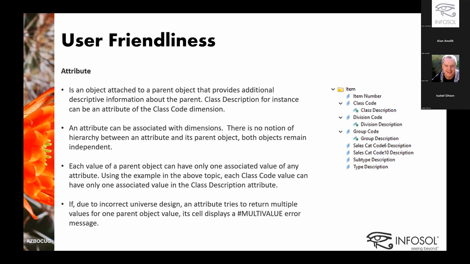And then just a little bit about attributes. An attribute is an object attached to a parent object. So in the example here, the object is class code and an attribute is class description. And each value of a parent object can only have one associated value of any attribute. So if you do it incorrectly in the universe design and an attribute tries to return multiple values for one parent, you'll get a multi-value error message.